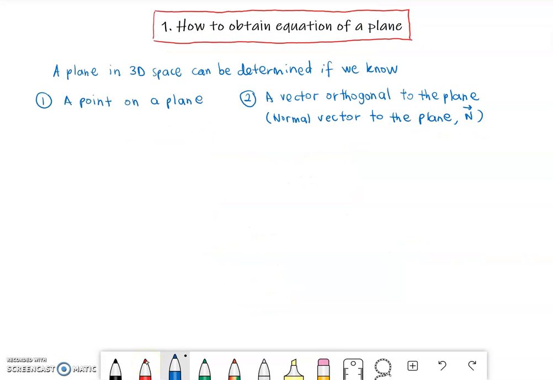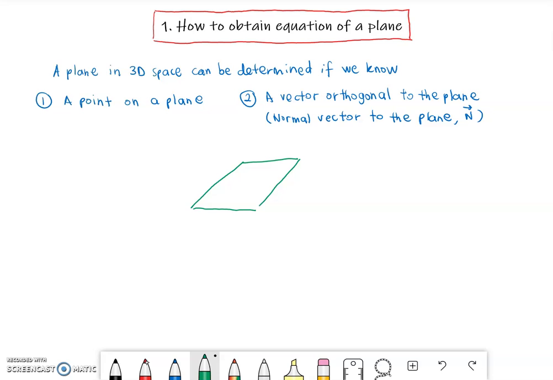Now we want to focus on the most important topic, which is how to obtain the equation of a plane. So a plane in 3D space can be determined if we know, first, a point on a plane, and second, the vector orthogonal to the plane, known as the normal vector to the plane, which means that this vector is perpendicular, or at a 90-degree angle, to the plane. So let us draw this in order for you to understand more.